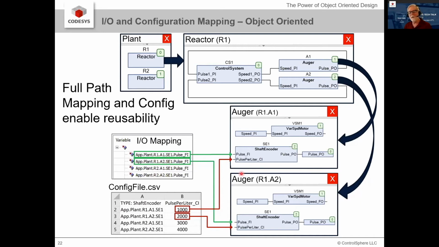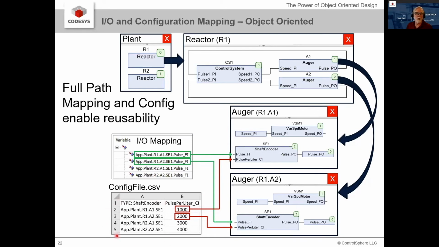Unfortunately, CODESYS doesn't give us the same kind of feature for configuration. I wish they did, but they don't. So I've had to create my own, which is available. Basically, this is a CSV file. What happens is, after you get your plant design done, you say, write me a CSV file. It creates this CSV file for you.